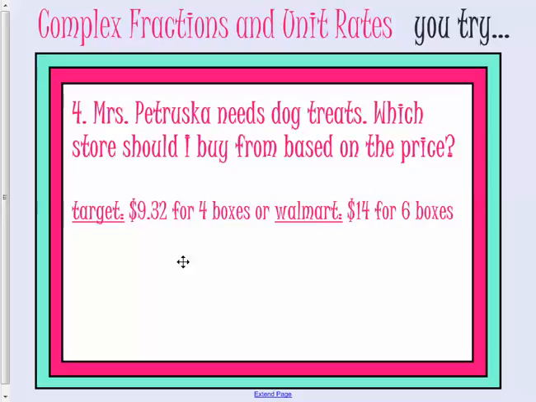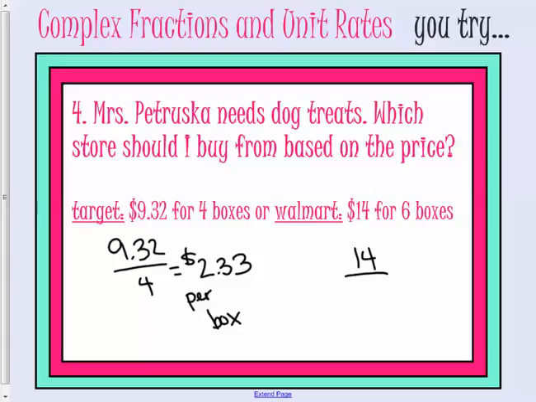That's totally a-okay. So in the first one, you've got 9.32 divided by 4, and you get $2.33, and this is per box. Then at Walmart, you are dividing 14 by 6, and you get $2.33 with a 3 repeating. Okay, just a second ago, I told you to round, right? Here, when you rounded, you didn't have to, but here we do have to, and it would be $2.33.